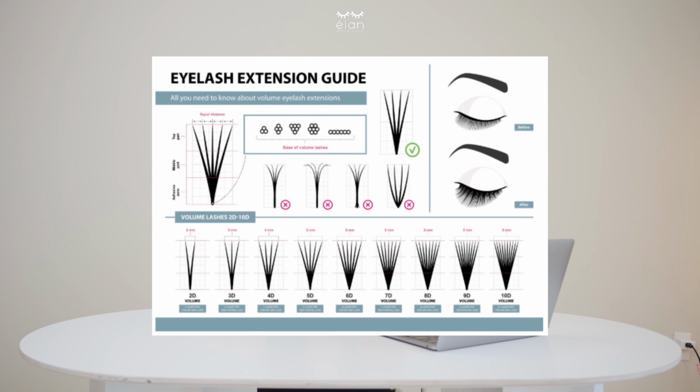0.05s we would say are the most popular for natural volume sets, mixed with mega volume sets. You can mix them in, and then 0.03s are really popular with obviously mega volume sets, but also they're being mixed in with natural sets to create all this different dimension and texture.